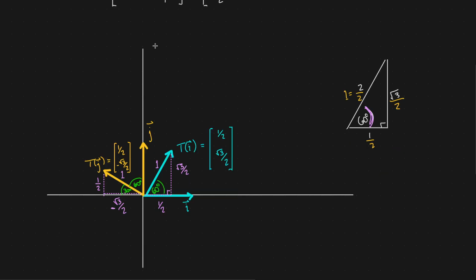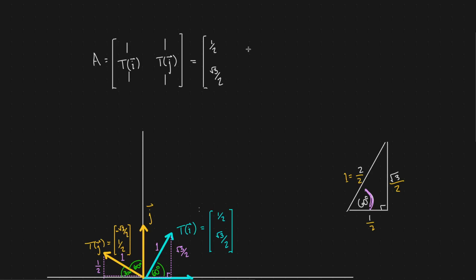Nope, I'm sorry. I did that wrong, didn't I? I mixed up the x and y's for TJ. Let me just swap those. Negative root 3 over 2, 1 over 2. The x component needs to go on top, right? So negative root 3 over 2, 1 over 2. Okay? That's the standard matrix.